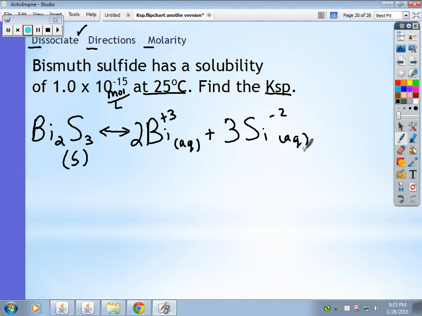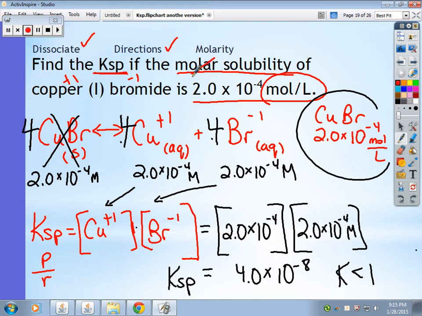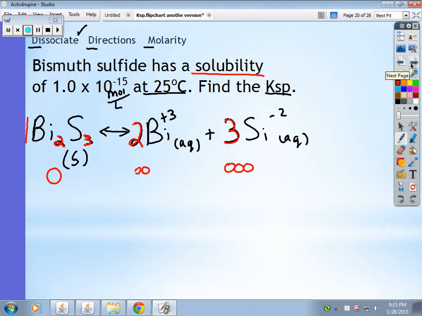Now let's stop for a second before we go on, and let's look real quick at our coefficients. This is 1, correct? And for every one of those, I have 2 of these and 3 of these, because I have 2 down here and 3 down here. So that means it breaks apart. For every one of these blobs, I have 2 of these and 3 of these, right? That's the ratio. So let's look at this. Solubility. Remember back here we called it molar solubility. So they can either call it solubility or molar solubility. And what do they really mean? They mean molarity.